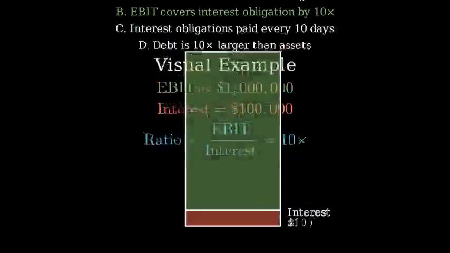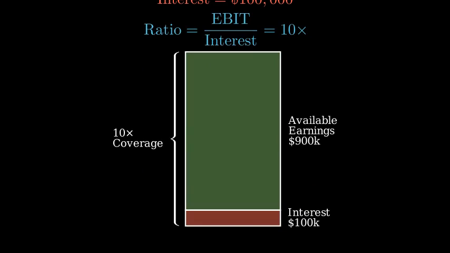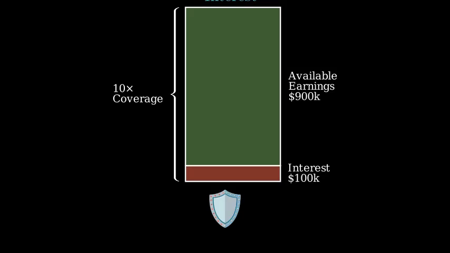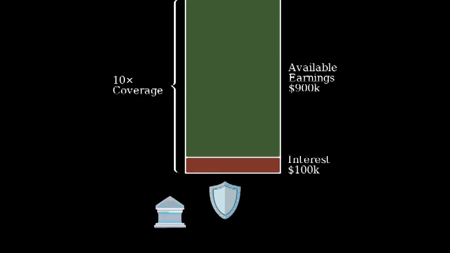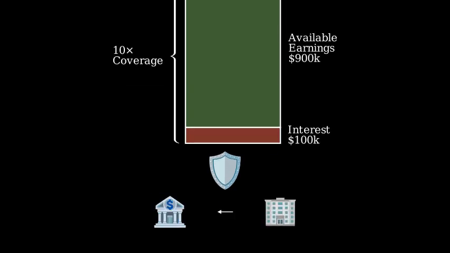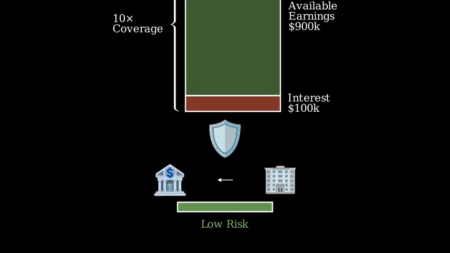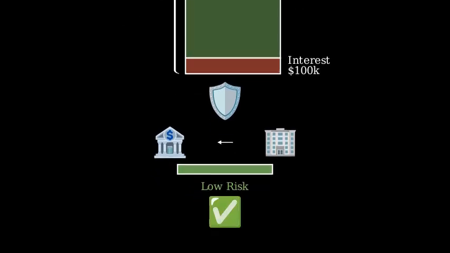This means that for every $1 of interest the company owes, they have $10 of earnings available to cover it. This provides a significant safety margin for the company's ability to meet its interest obligations. This ratio is important because it helps creditors assess the company's ability to make interest payments and indicates the level of financial risk. A higher ratio, like 10 times, suggests strong financial health and lower risk for creditors.